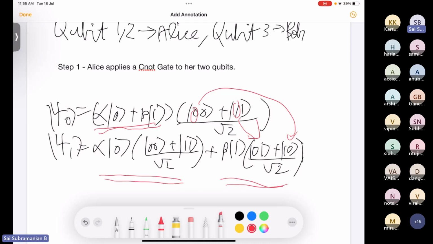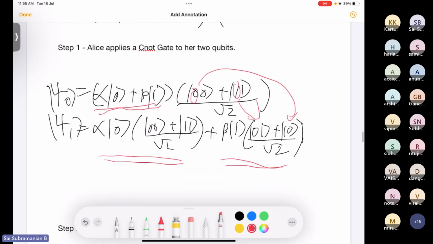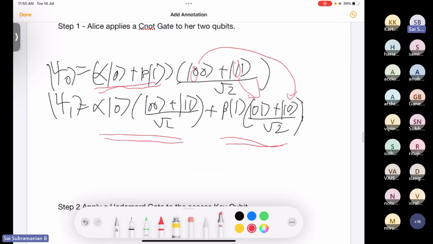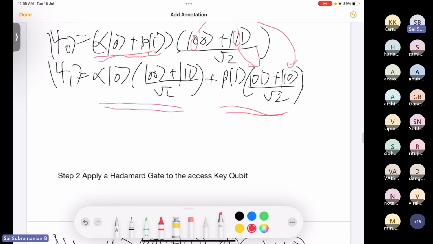We have alpha times 0 times 00 plus 11 by root 2 plus beta times 1 times 01 plus 10 by root 2. So this controlled NOT gate has now created some entanglement between the access qubit and the first of the 2 Bell state qubits. It has created some link between them. And now we have this new state psi 1.